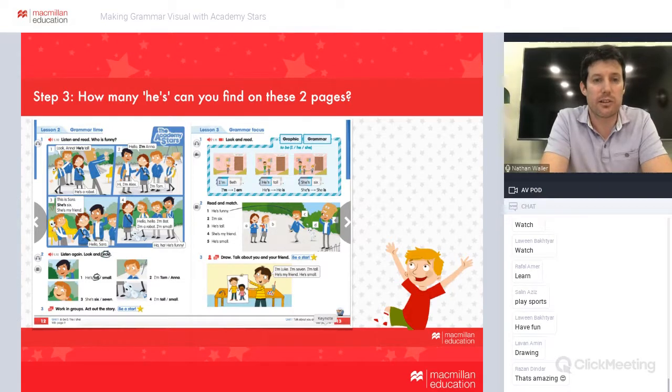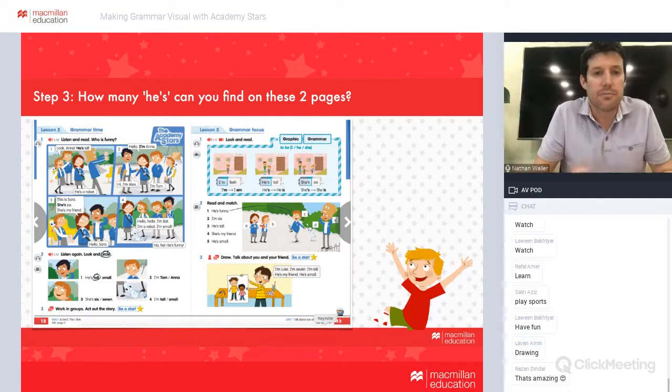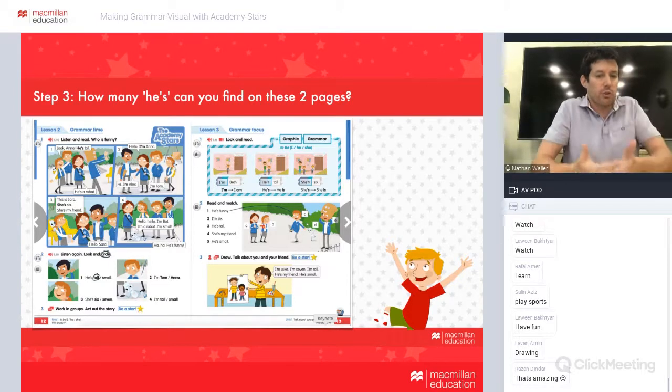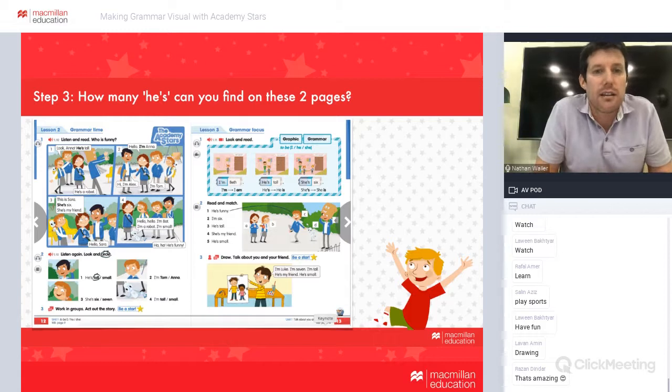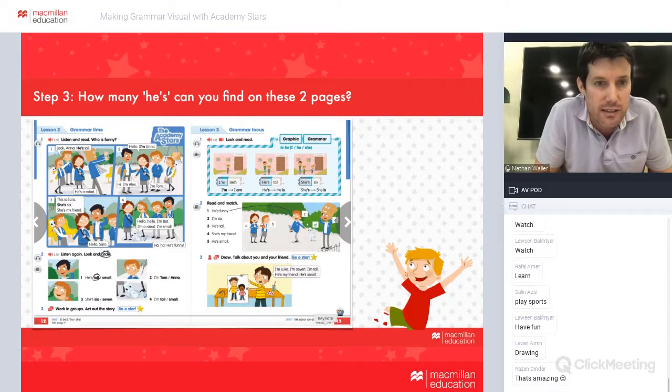Okay, now we can go back to look at the double page spread, and we can set them an activity. So we've modeled looking for a particular visual that we're looking for, like he's. So now we open that up and we say, how many he's can you find on these 2 pages? It's a bit small, but actually, you know what? I'll do that for you guys. How many can you find?